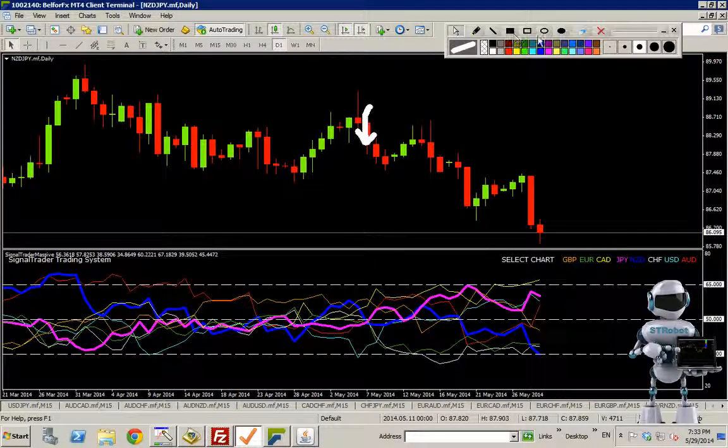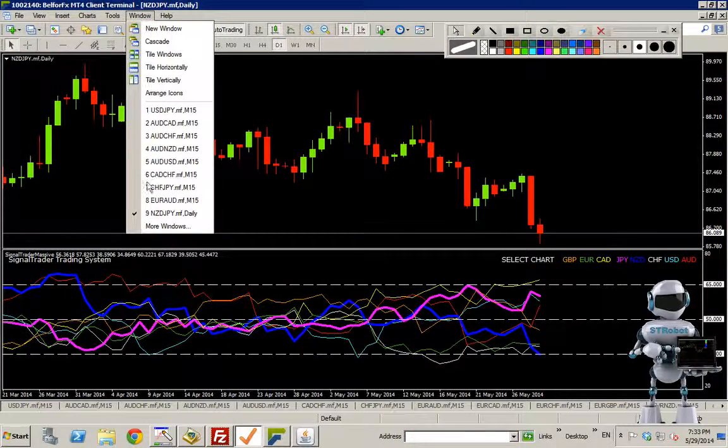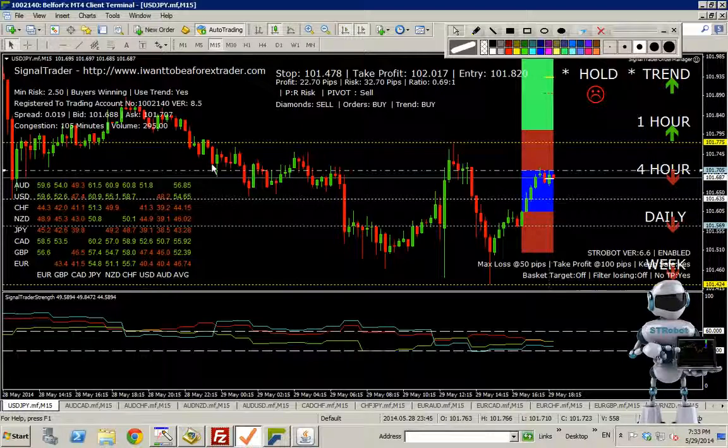Now, the robot basically works on about 4 time frames, and what it does is it looks for entry. So let's switch to dollar yen, for instance. Let's look at dollar yen. This is a 15-minute dollar yen chart. The robot actually waits on this.